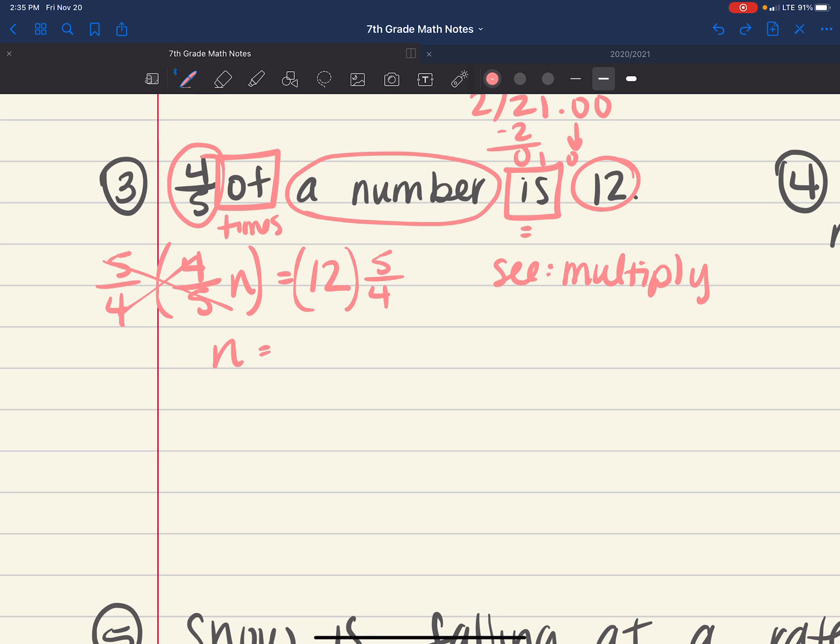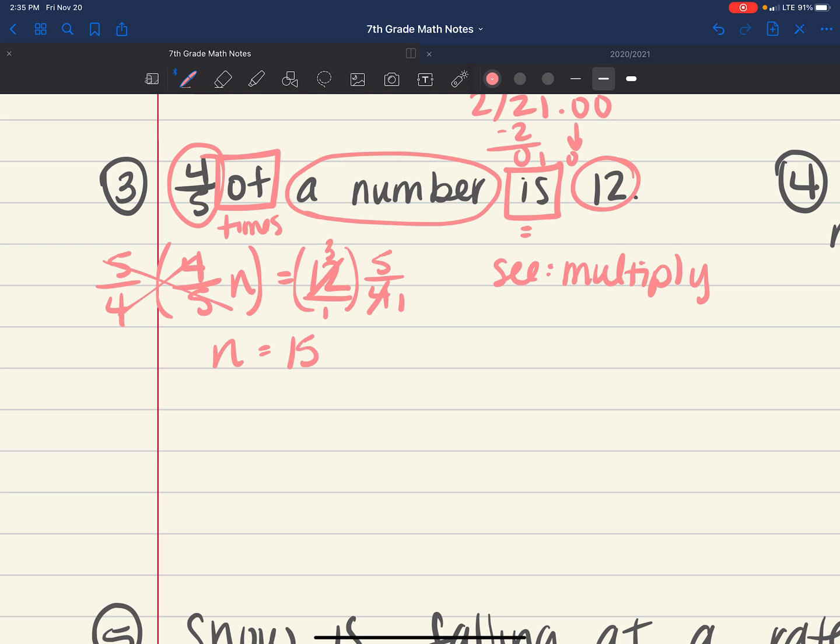Now I'm doing 12 times 5/4. I am going to cross reduce. So I'm going to cross reduce my 12 and my 4 because you know that this is over an imaginary 1, right? My 12 and my 4 can be reduced by 4. So this becomes 1 and this becomes 3. And then 3 times 5 is 15.